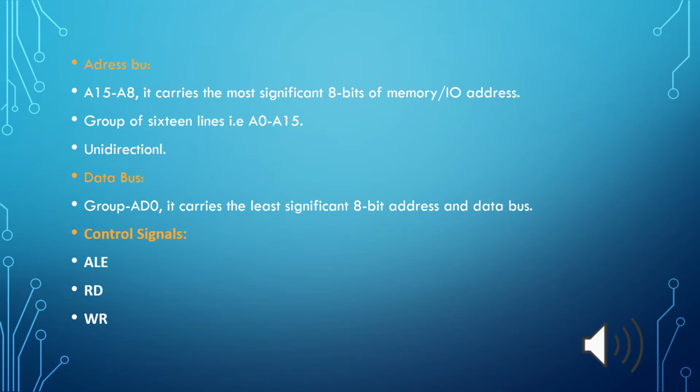Now we are going to see the data bus. AD7 to AD0 carries the least significant 8-bit address and data bus. The data bus is bidirectional because data flows in both directions, from the microprocessor to input/output devices and from input/output devices to the microprocessor.